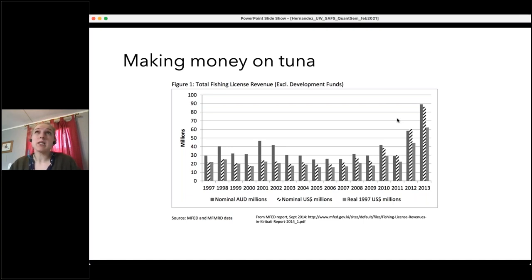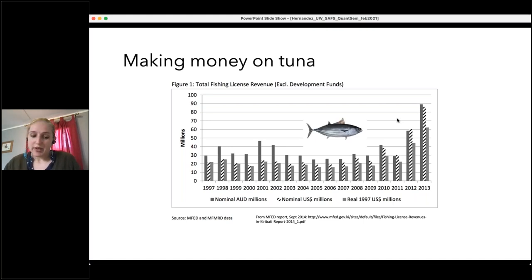And this is really important because they don't really have the capital or the infrastructure to support a deep water fishing fleet or a lot of processing plants. So they bring in money by allowing other countries the right to fish within their waters. And this can comprise up to 70% of their GDP in a given year.